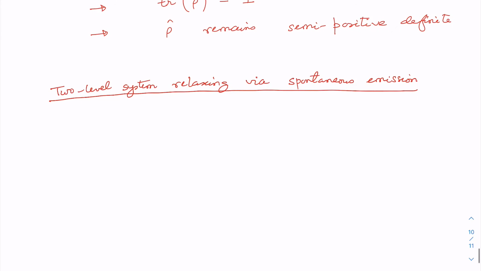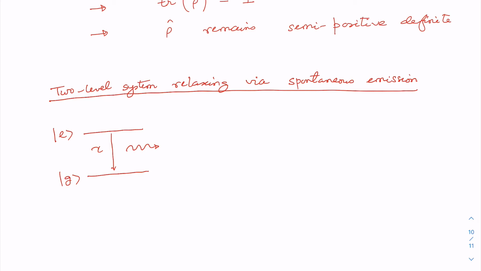So we have this excited state, and then we have this ground state here, and the atom is relaxing from the excited state to the ground state with the rate, say, gamma, by emitting a photon. So the decay rate is given to us.